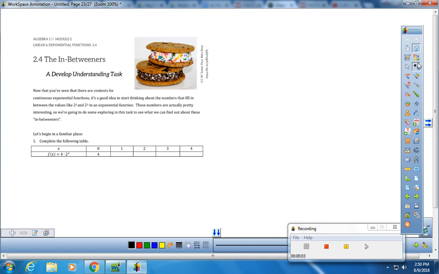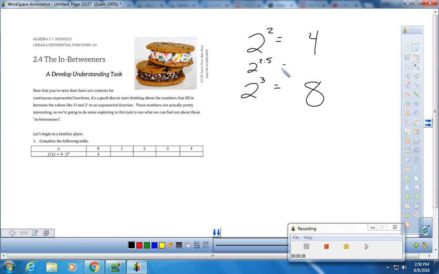Alright, so now that you've seen that there are contexts for continuous exponential functions, it's a good idea to start thinking about the numbers that fill in between 2 to the second and 2 to the third. So this is just weird math, but it's going to matter. 2 squared is 4. 2 cubed is 8. So what is 2 to the 2.5? Is that 6? It's probably close to 6, right? And that's what we're going to be talking about here in this chapter.